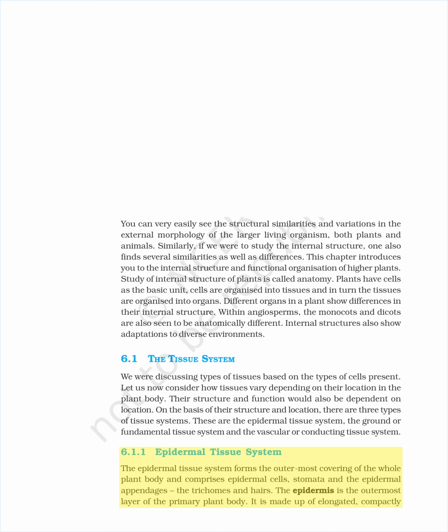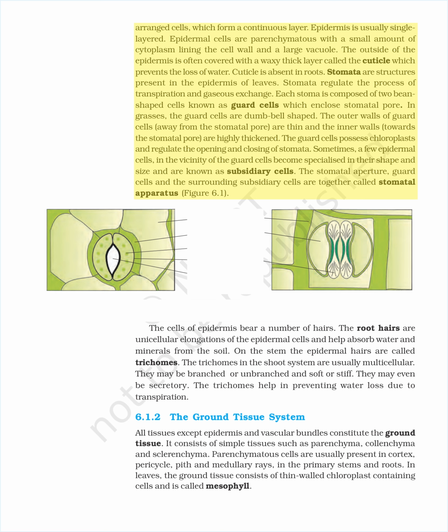6.1.1 Epidermal tissue system. The epidermal tissue system forms the outermost covering of the whole plant body and comprises epidermal cells, stomata, and the epidermal appendages, the trichomes and hairs. The epidermis is the outermost layer of the primary plant body. It is made up of elongated, compactly arranged cells, which form a continuous layer. Epidermis is usually single-layered. Epidermal cells are parenchymatous with a small amount of cytoplasm lining the cell wall and a large vacuole. The outside of the epidermis is often covered with a waxy thick layer called the cuticle, which prevents the loss of water. Cuticle is absent in roots.